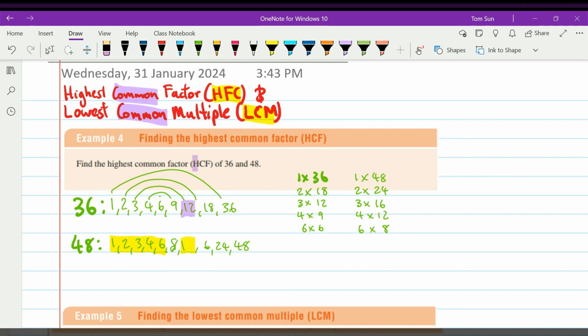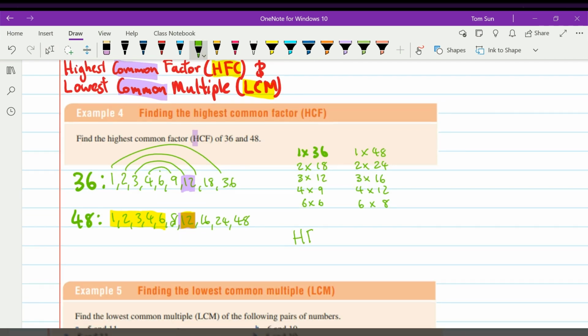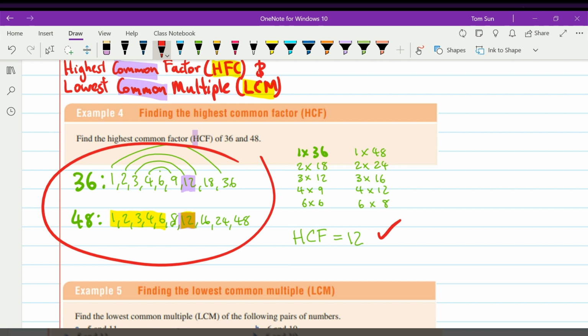The 12. So the highest common factor of 36 and 48, we can just write here, HCF equals 12. And that's your answer, okay? If you answer it this way, you'll get the answer correct. Of course, if you want to show your working, this is how you show your working in your book, and this is how you show your working when you're doing this question on the exam as well. Okay, that's how you find the highest common factor of two numbers. You can even do this for 3 or 4.